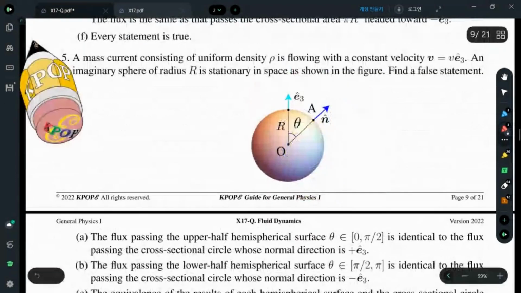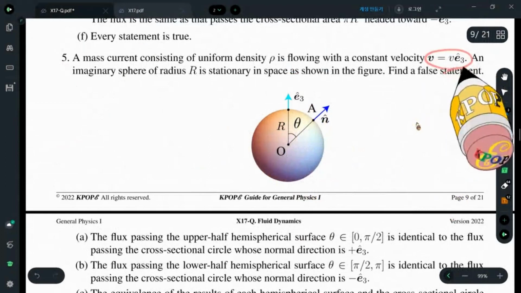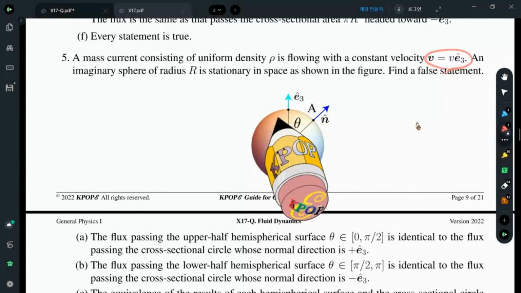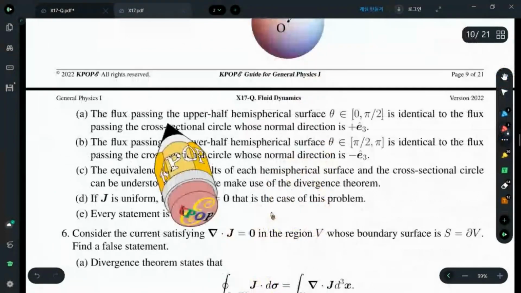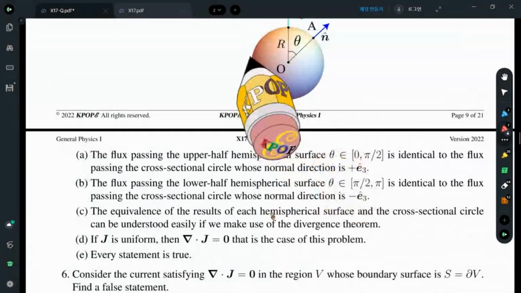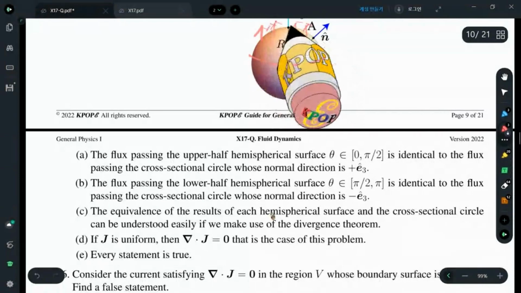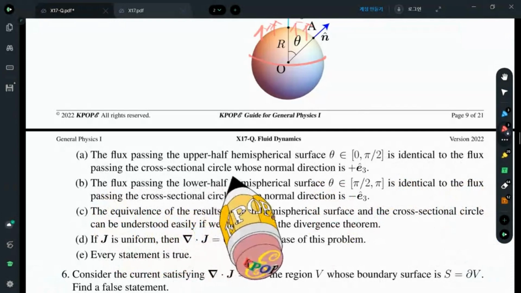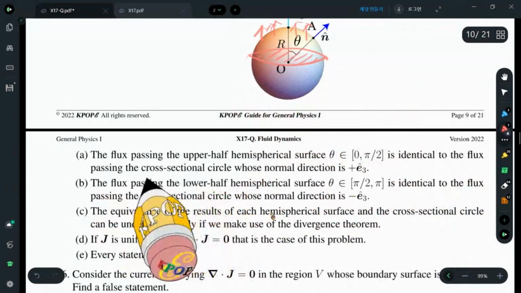Page number 5, the same problem. V is flowing along the N, the same situation. Find the false statement. Flux passing the upper hemispherical surface, where mass is coming out, is identical to the flux passing the cross-sectional circle. This is what I have done.